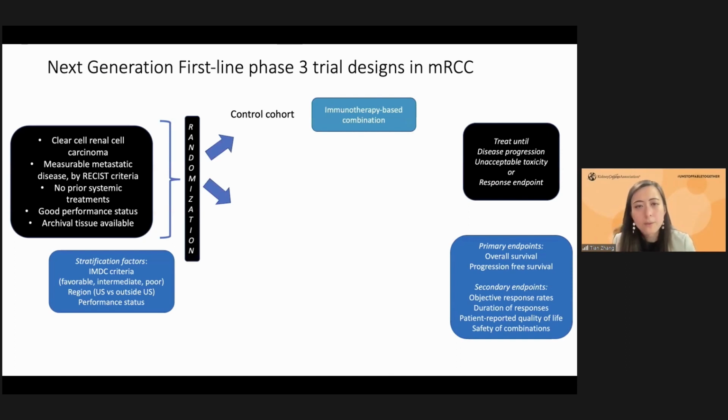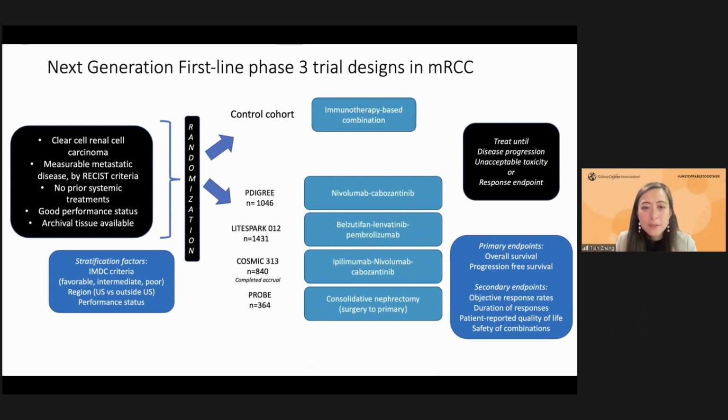What trials are we doing now? So I've shown you in the last 8 years or so, phase 3 trials that were benchmarked on sunitinib. And now that we've come this long way, now our control really needs to be immunotherapy-based combinations. And indeed, we have multiple phase 3 trials that are ongoing across the country and across the world now that are really building upon what we know about the benefits of immunotherapies. And so there are 4 trials that I'm highlighting here. And I'll show you the 3 ongoing here shortly.